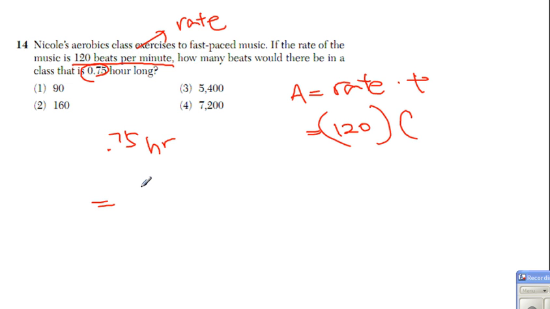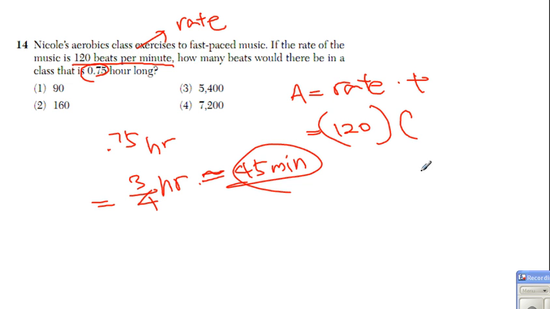0.75 hour basically means 3/4 hour. Well, 1 hour is 60 minutes. So this is equal to 45 minutes. So we have 45 times 120. Then the total number becomes around 5,400. Alright, next question.